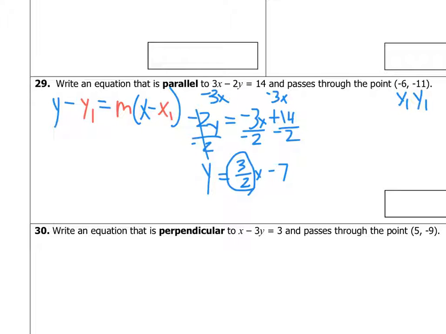Plug in this for the m, this for your x's and y's, and put it down, solve it into y equals mx plus b. If you have questions throughout the test, don't hesitate to ask.